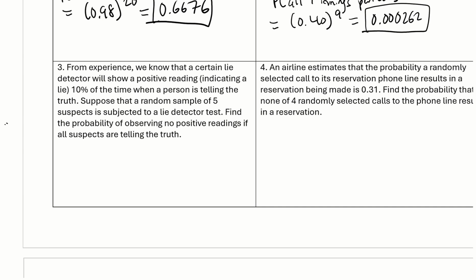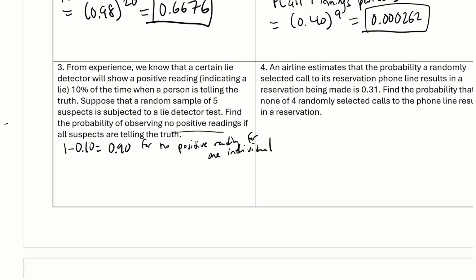Okay, so suppose that a random sample of 5 suspects is subjected to a lie detector test. Find the probability of observing no positive readings. It says 10% that they show a positive reading, so that means 90% that they show no positive reading, right? So 1 minus 0.10 equals 0.90 for no positive reading for one individual.